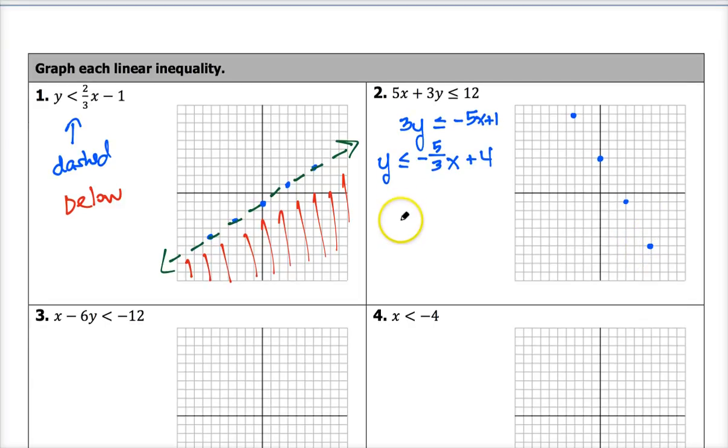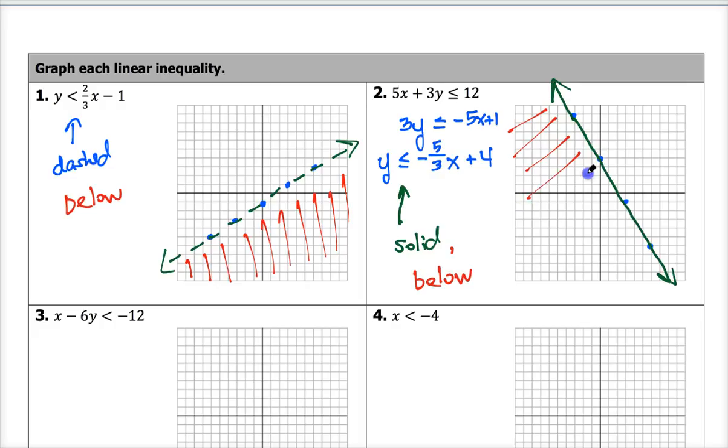Okay, let's talk about what kind of line we have. This is a less than or equal to, so because of that equal to bar, this is going to be a solid line. So I need to connect my points just with a regular solid line. And because this is a less than symbol again, this is going to be shading below the line. And so below the line for this type of line would be in this direction here.